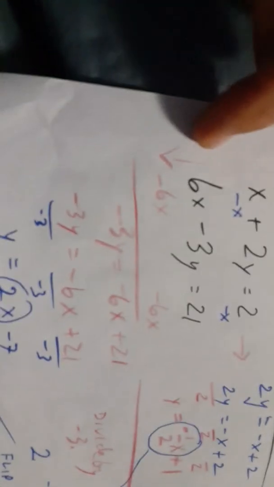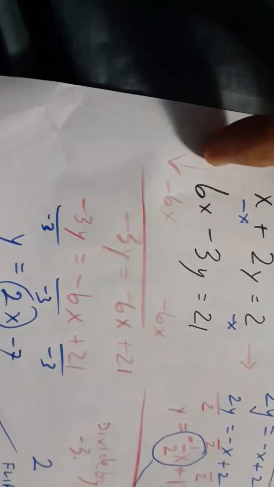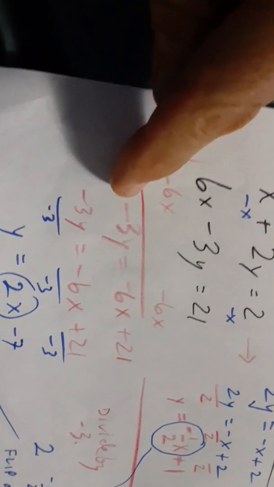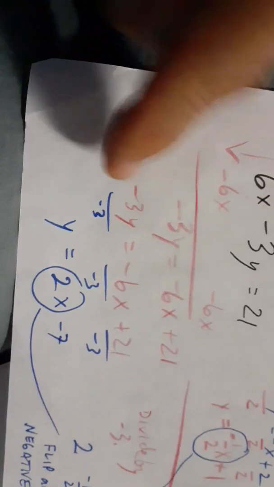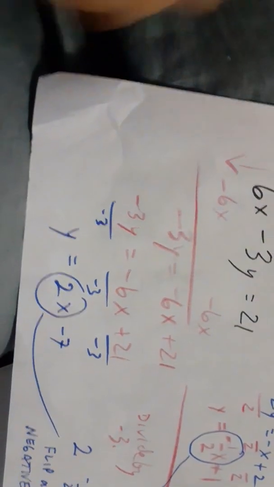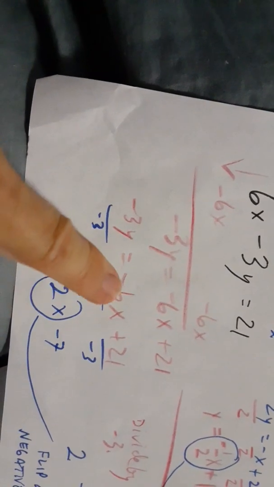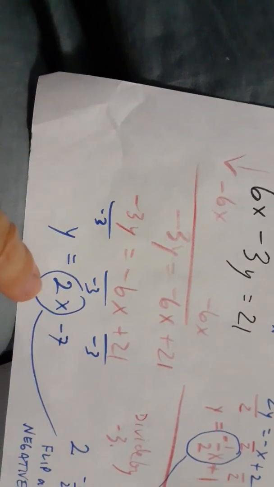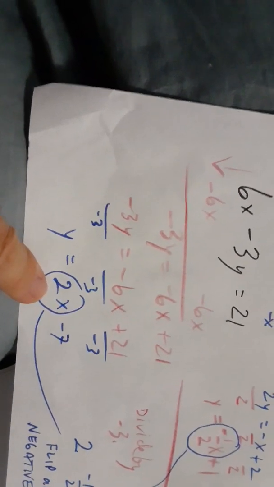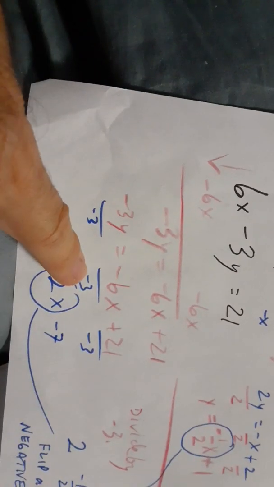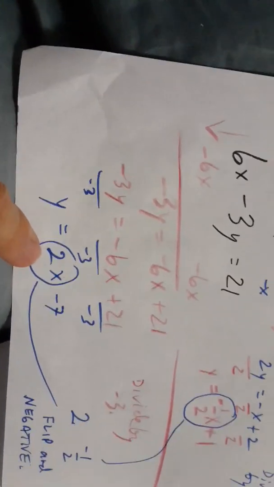Now over here, on this one, I'm subtracting the 6x on both sides. So I have a negative 3y equals negative 6x. I'm going to divide by the negative 3, straight across. Negative 6 divided by negative 3 gives me positive 2.